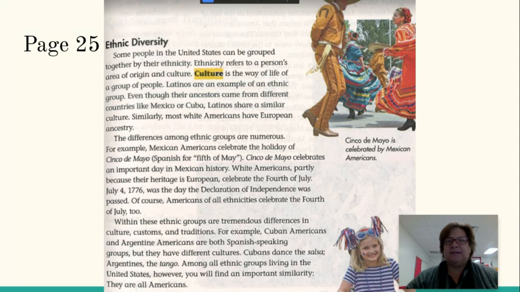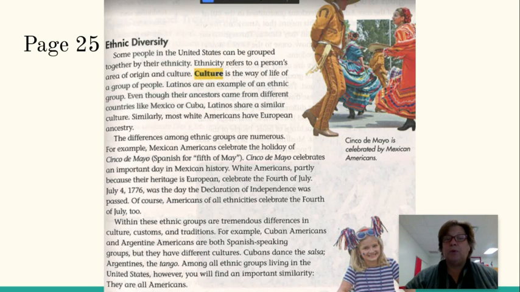Ethnic diversity. Some people in the United States can be grouped together by their ethnicity. Ethnicity refers to a person's area of origin and culture. Culture is the way of life of a group of people. Latinos are an example of an ethnic group, even though their ancestors came from different countries like Mexico or Cuba. Latinos share a similar culture. Similarly, most white Americans have European ancestry. The differences among ethnic groups are numerous.